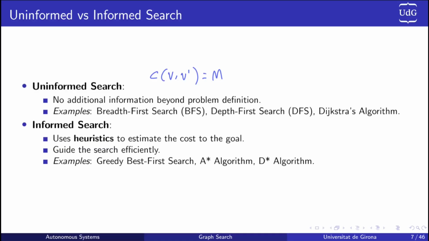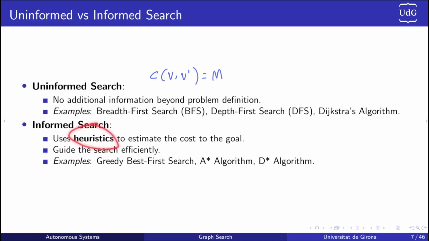This is for uninformed search. For uninformed search, we basically will see these three algorithms that you have here. That is the breadth first search, the depth first search, and the Dijkstra algorithm. Super classical algorithms, and several of you or some of you already know them. And then when we move to informed search, we will use something that is called heuristic.